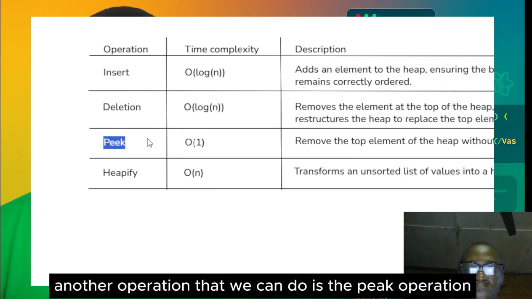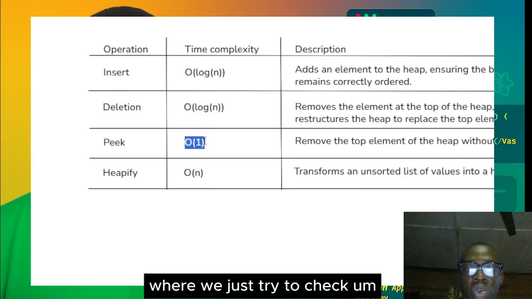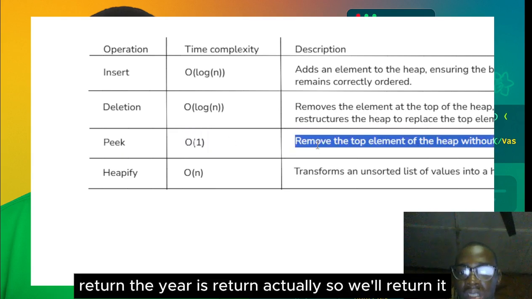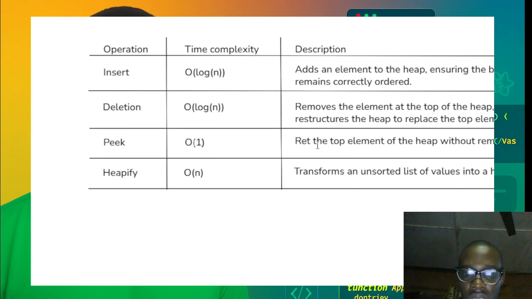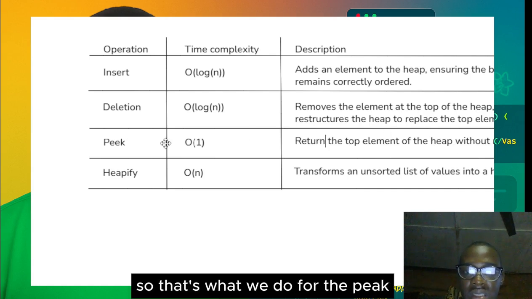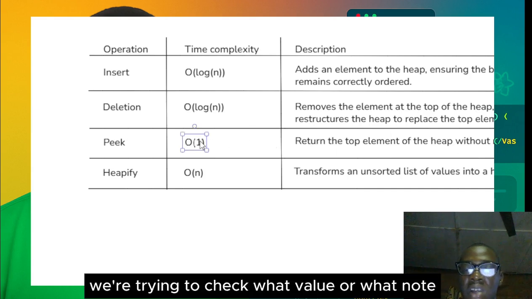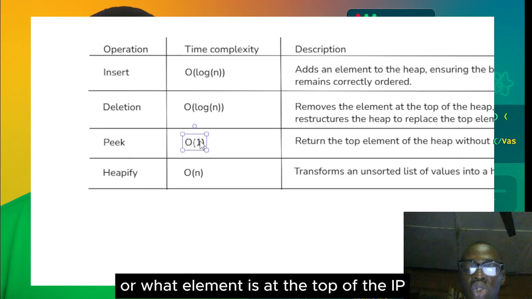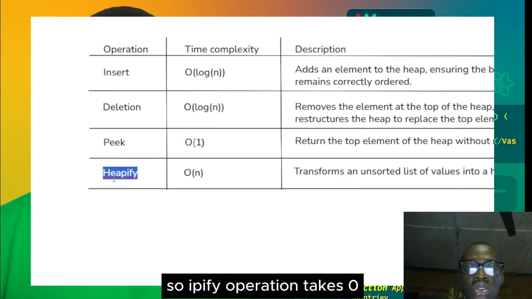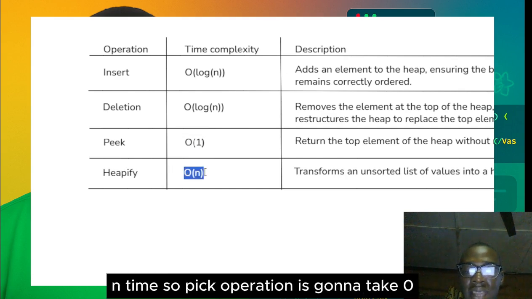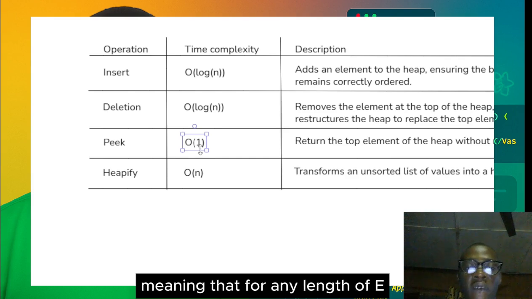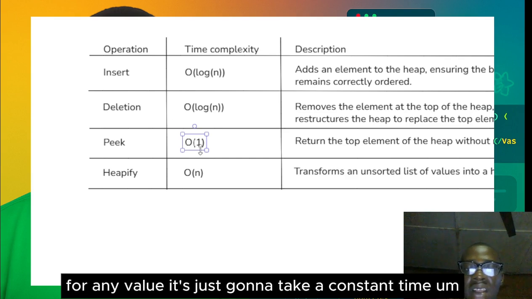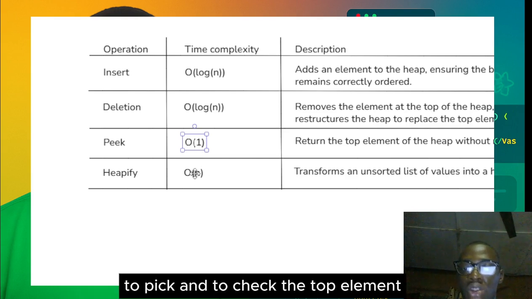Another operation that we can do is the pick operation, where we just try to check and return the top element, so we return it without actually removing it. That's what we do for the pick. It's just like we're trying to check what value or what node or what element is at the top of the heap. So the pick operation is going to take O(1) time. That means constant time, meaning that for any length of heap, for any value, it's just going to take a constant time to pick and to check the top element.